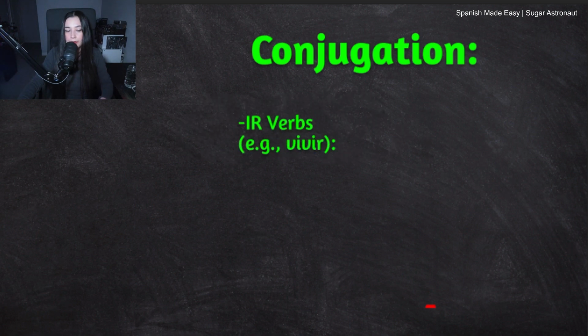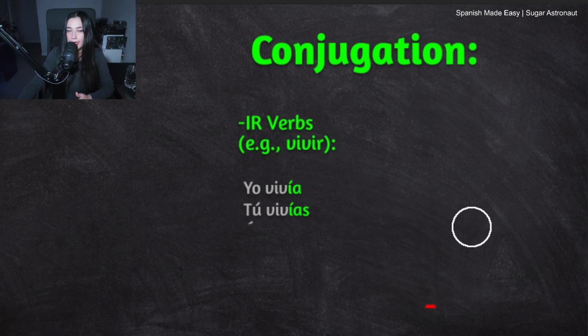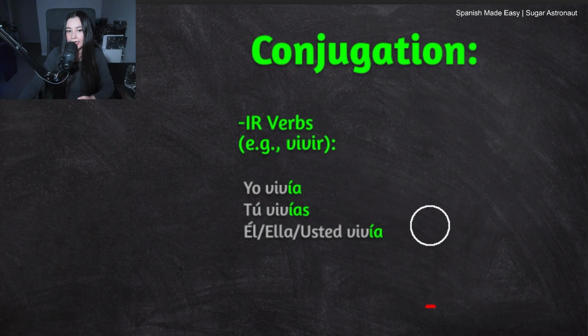For example, vivir. Vivir means to live. Yo vivía. I was living. Tú vivías. You were living. Él, ella, and usted vivía. He, she, you, formal, used to live, or were living. Okay? So remember, once again, the meaning can change. It all depends on what you're trying to say.